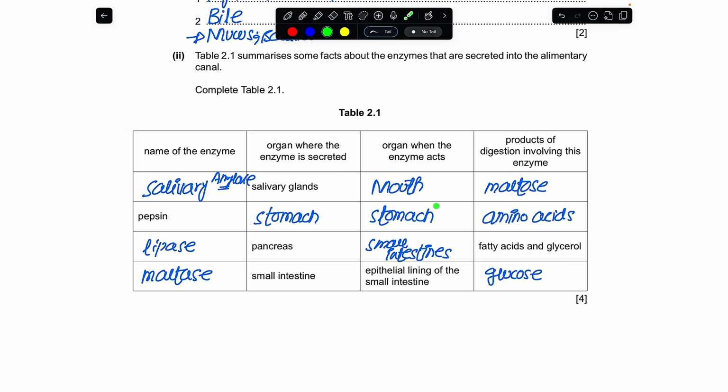The other organ that they gave us was the stomach, where the enzyme is secreted, and this also acts in the lumen of the stomach. Since it acts on the protein, the final product we would be getting out of it would be amino acid.